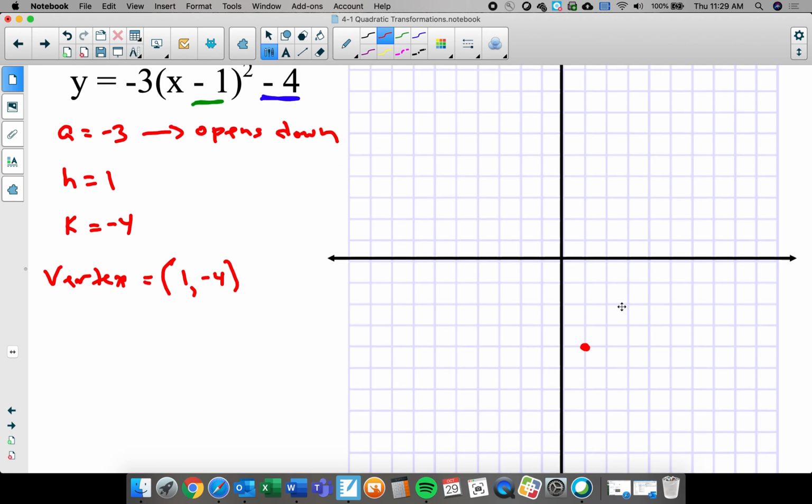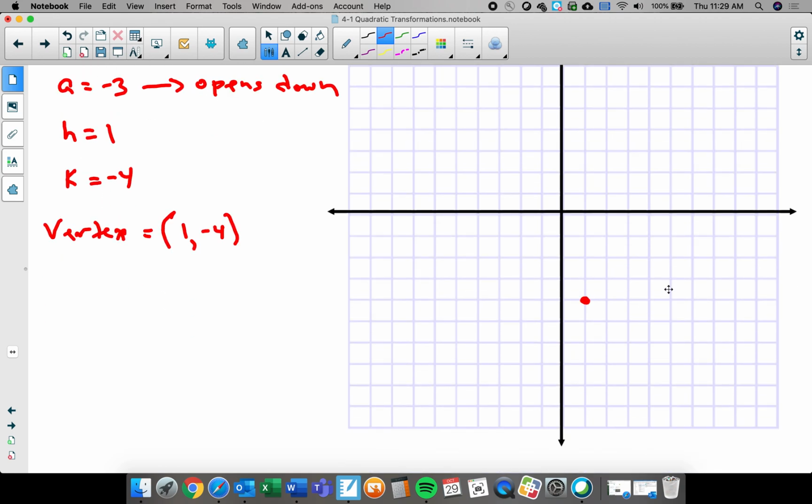And we know this is opening down, so I'm going to use my A value to come up with the first set of points on my parabola. So down 3 and over 1 in each direction. And I'm going to stop there and just kind of scoop. I missed that point, but you get the idea. And just sketch in. I did a really bad job on that. Missed both points. And sketch in the parabola from there. Okay? So there's what that would look like.